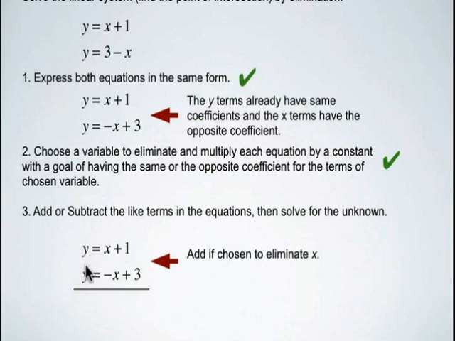I want you to add y and y, and then equals x plus negative x, and we're going to add 1 and 3. When you do that, I would like you to solve for your unknown, which is going to be y, and determine what the value of y is, substitute back into the equations and find the value of x, and then check your answer.